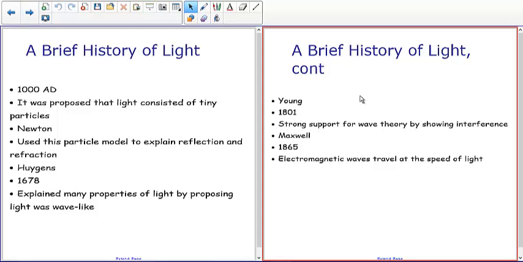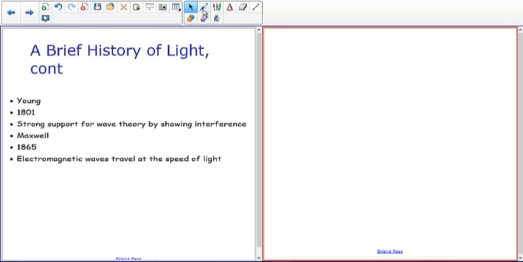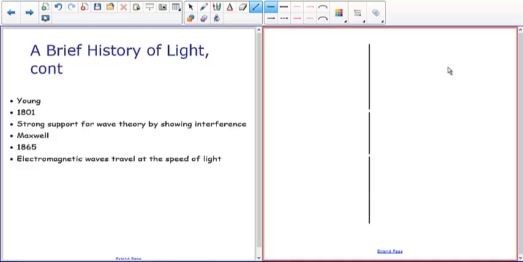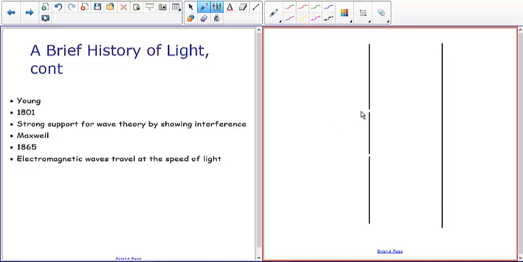Okay, so here's more. In 1801, this guy Young did this experiment. So let me explain this experiment to you. He also thought you can explain this using the behavior of light as a wave. So he took a source of light, and then he made these really small slits in a screen, and then he had a projection screen. So there's a light source that's coming in here, and these are really small slits.